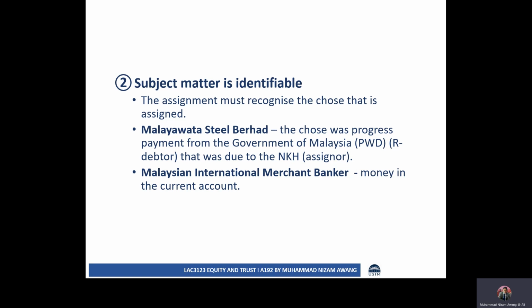So chose in action is different from chose in possession. Chose in possession is by taking physical possession of the property. But for chose in action, the way you enforce your right is by transferring the debt, for instance, from the assignor to the assignee, to get the debt from the debtor.